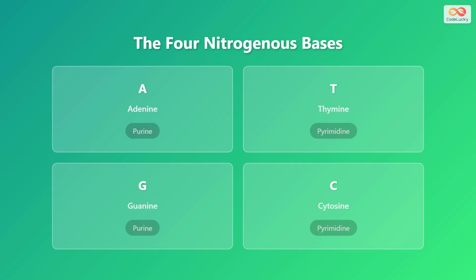DNA contains 4 different nitrogenous bases, and they are the letters of the genetic alphabet. Adenine, abbreviated as A, is a purine base. Thymine, abbreviated as T, is a pyrimidine base. Guanine, abbreviated as G, is also a purine base. And cytosine, abbreviated as C, is a pyrimidine base. The sequence of these 4 bases along the DNA strand is what determines the genetic information, much like how letters form words and sentences.